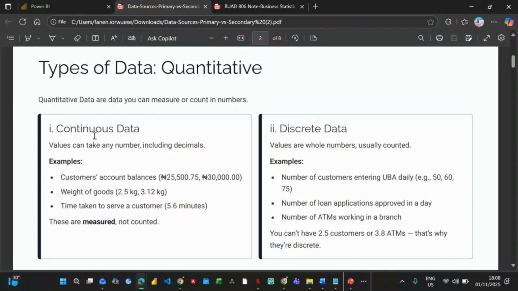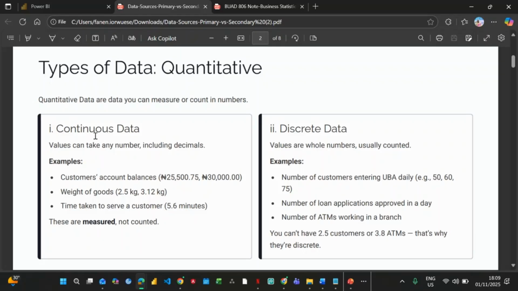So we have the quantitative data, right? These are data that you can measure or count in numbers. You understand? They have two types: we have the continuous data and the discrete data.